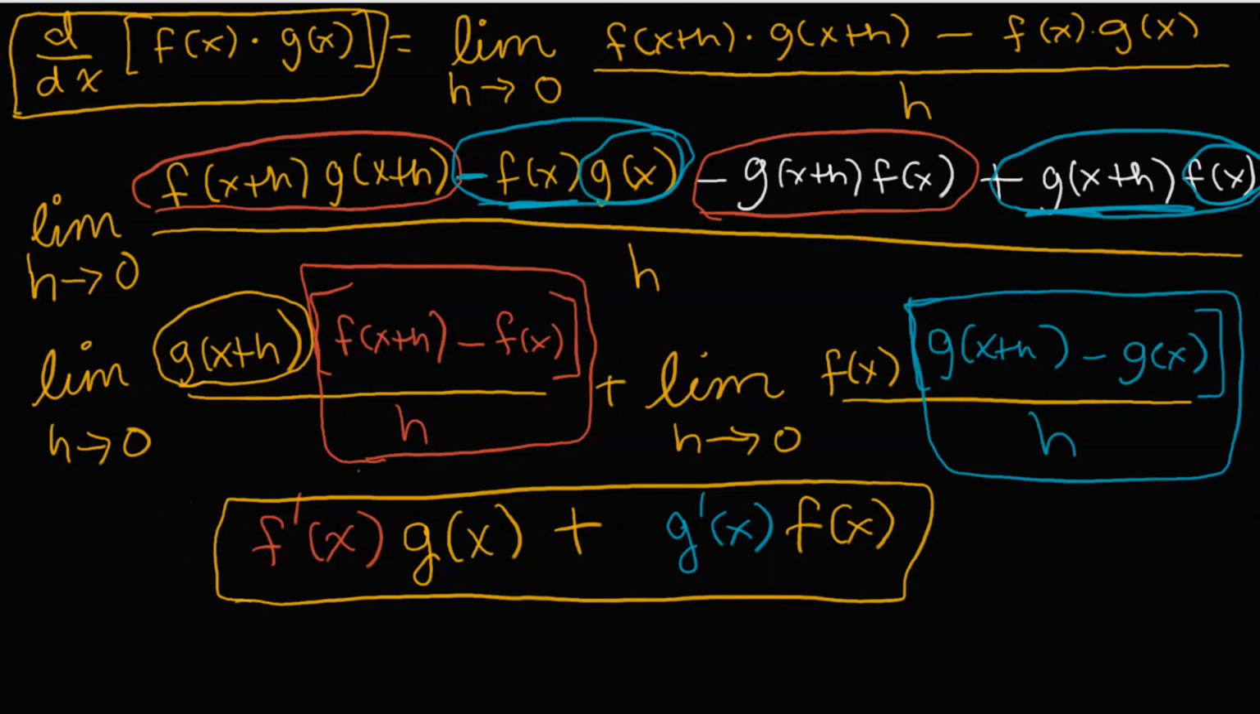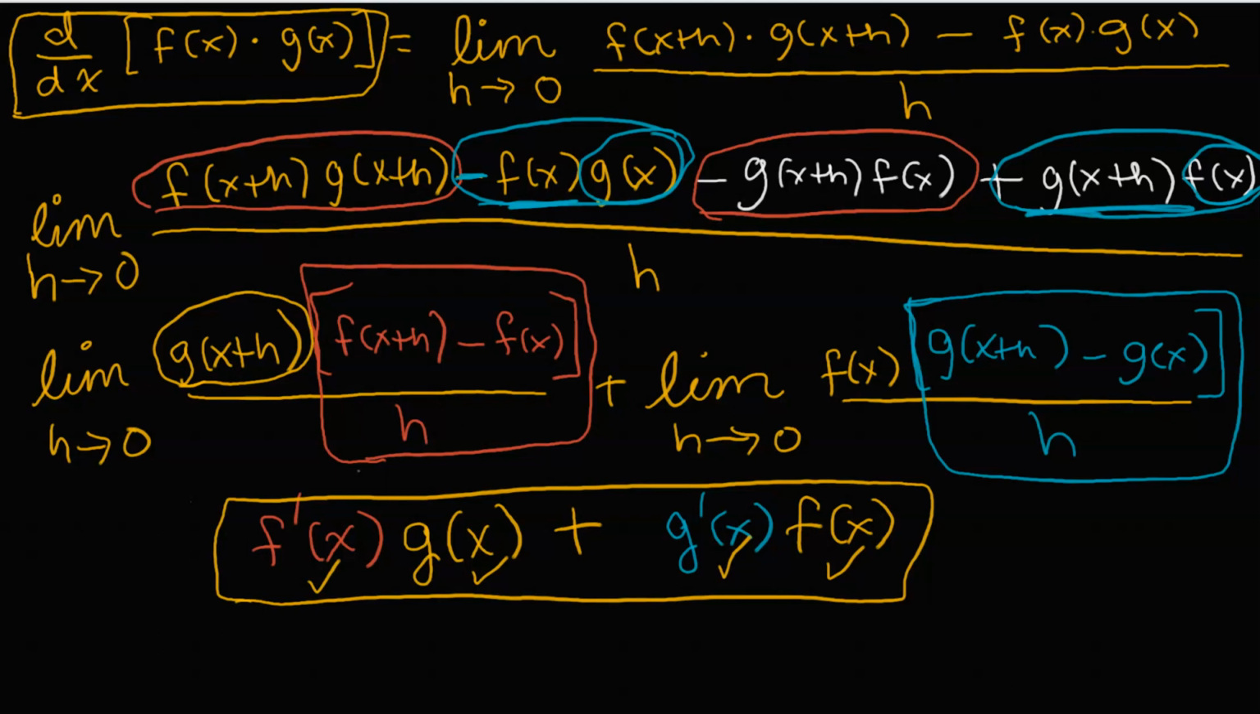Okay, so what is the derivative of f times g? It would be the derivative of f times g of x plus the derivative of g times f of x. And I would say the derivative of the first times the second function, plus the derivative of the second function multiplied by the first. Okay, that is the product rule.